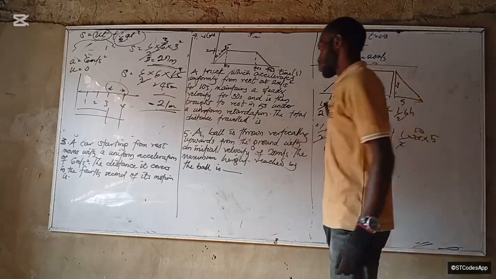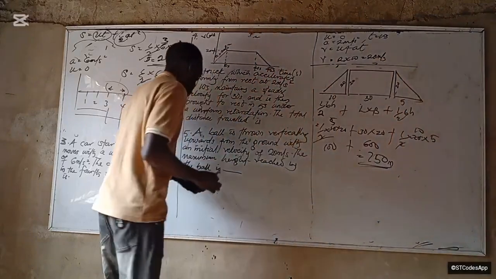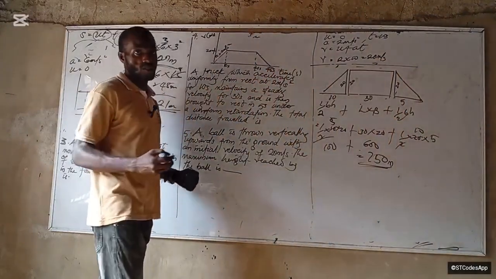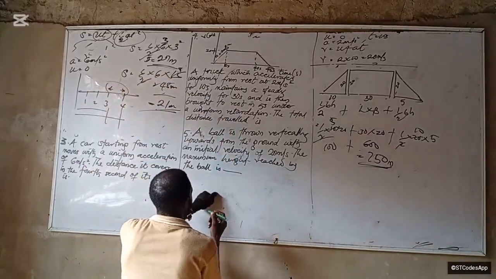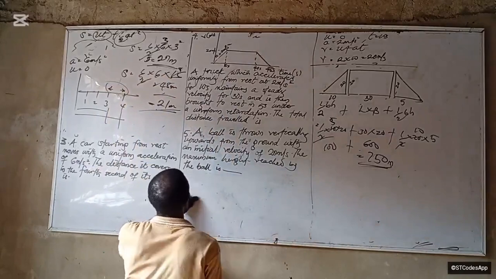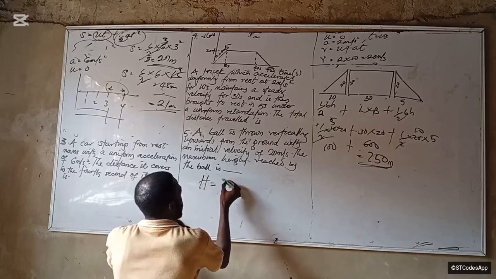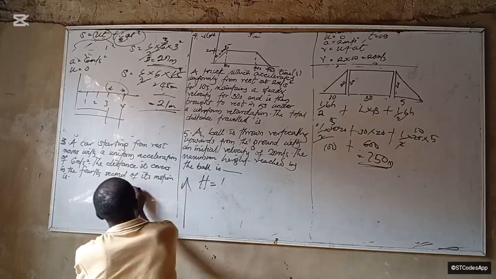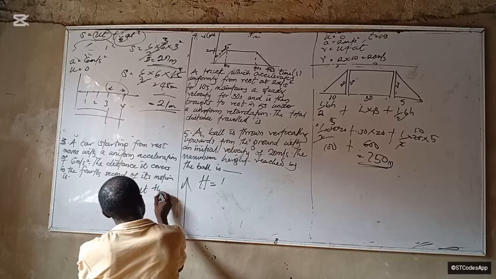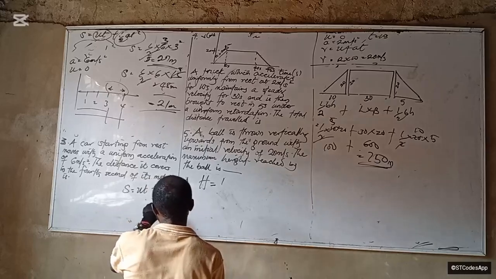Next one. A ball is thrown vertically upward from the ground with an initial velocity of 20 meters per second. The maximum height reached is what? Very simply, now if you remember our equations of motion, this one is even simpler. You are looking for the maximum height reached, right? You can just use that since it's one path. It's only one path we are analyzing. And remember I said that whenever you are analyzing one path, you can use this side.